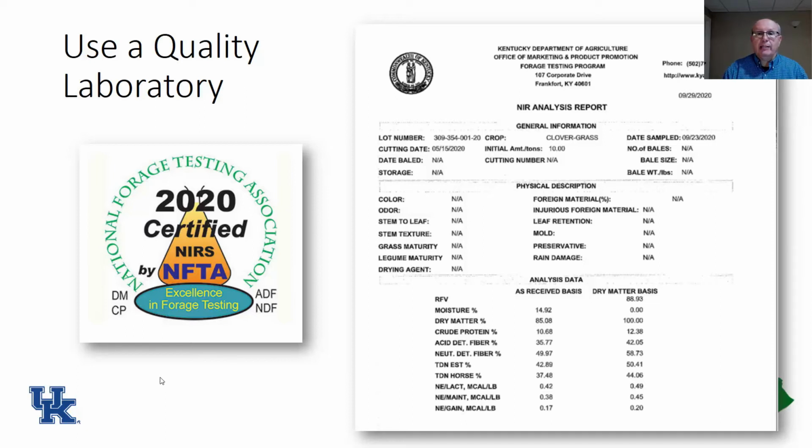and the analysis we have on the right is from the Kentucky Department of Agriculture, which is an NIR, near-infrared reflectance spectroscopy laboratory, and we'll talk about that in just a moment. But they are a certified laboratory.